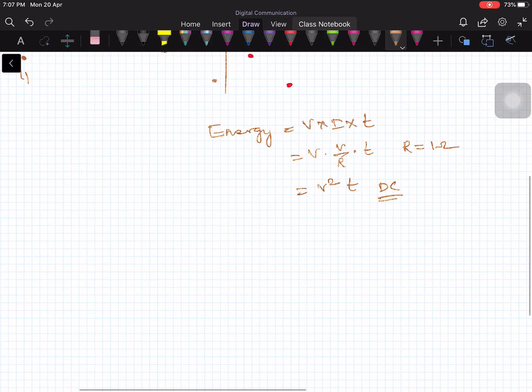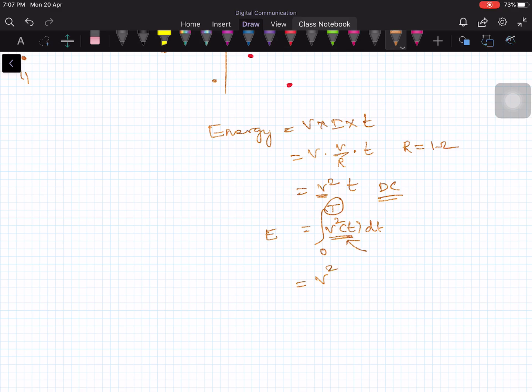Suppose you have AC, then instead of V, I have the voltage waveform V of T. Square it and integrate from 0 to the symbol interval, dt. This is your energy. Now you take T equal to 1 second, and let us assume this is constant in that duration. So I can say V square. I am assuming this is constant just to make it simple.